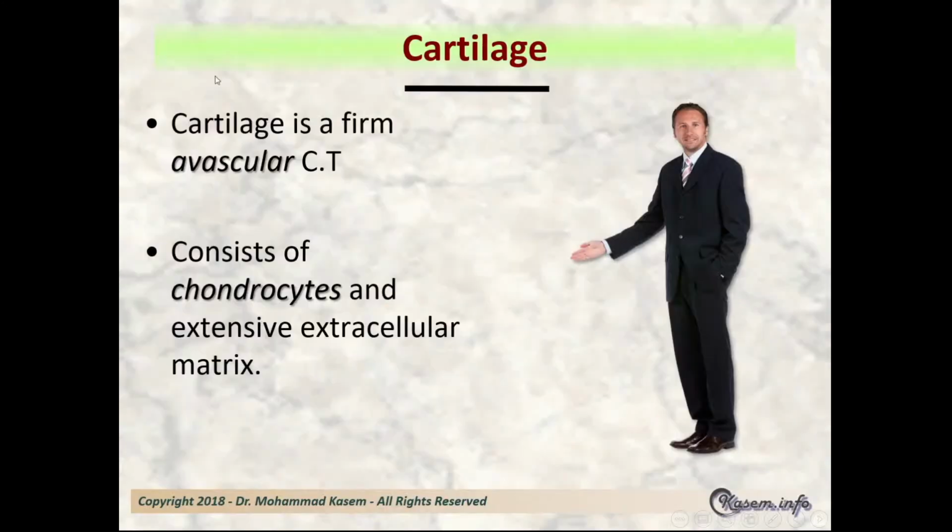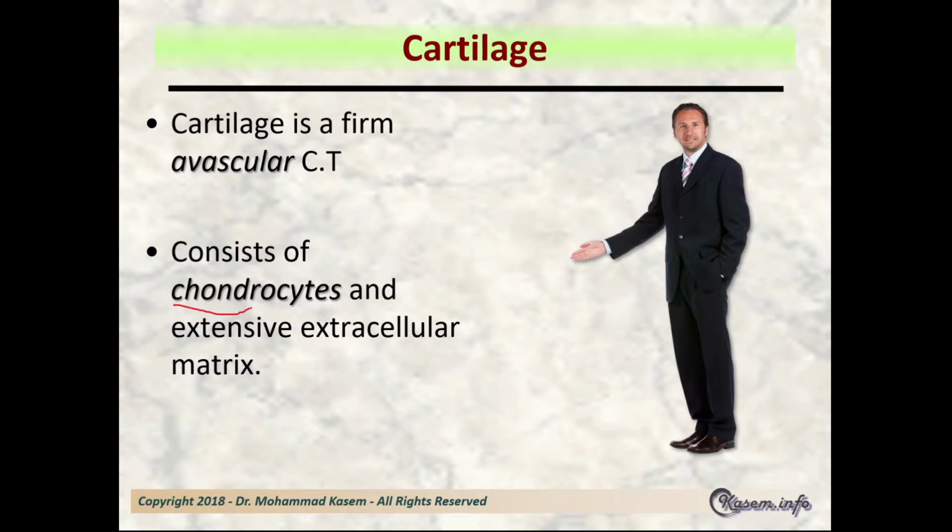As you know, cartilage is a firm avascular connective tissue. It is an integral part of our skeleton, and it consists of cells which are called chondrocytes. Chondrocytes are the cells of cartilage. Chondro usually refers to cartilage, and cytes are cells.